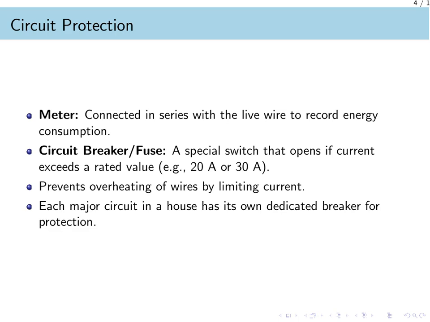This mechanism is crucial because it limits the current and prevents the wires from overheating, which could otherwise start a fire. In a typical home, each major circuit is equipped with its own dedicated breaker to provide localized protection and ensure that an issue in one area does not shut down the entire house.